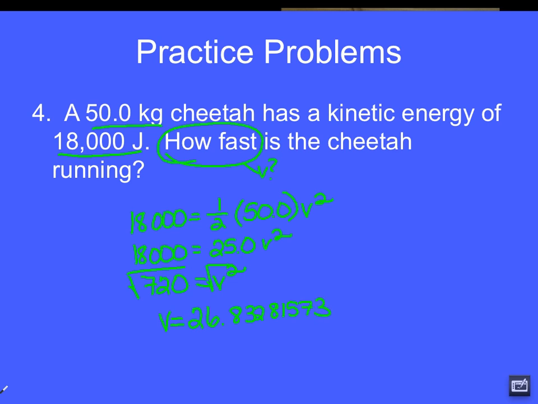26.83281573. Now, obviously, that's way too many numbers, and if I look back at my numbers, my 50 is 3 sig figs, but my 18,000 is only 2. So this can only have 2 sig figs, so when I round it correctly, it's going to be 27. Now, don't get in the habit of just slapping down the J for joules. I am solving for speed here. This is in meters per second.